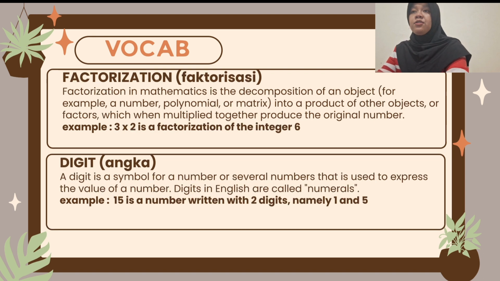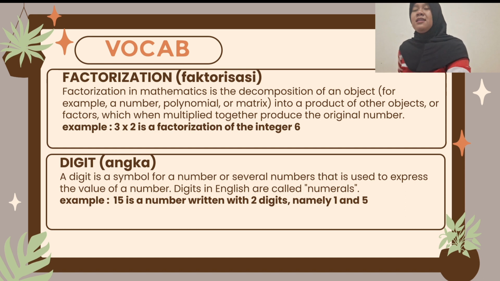Next is factorization, or in bahasa we say faktorisasi. Factorization in mathematics is the decomposition of an object, for example, a number, polynomial, or matrix, into a product of other objects which when multiplied together produce the original number. Example, 3 times 2 is a factorization of the integer 6.